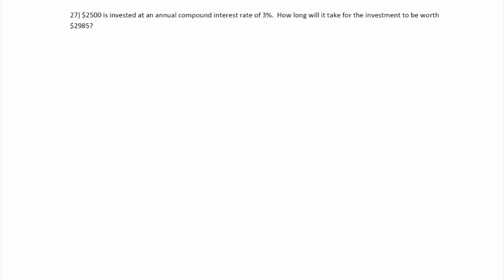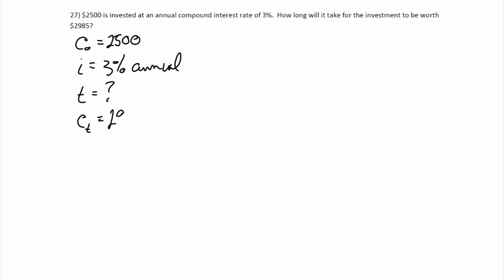$2,500 is invested, so there's our C0, at an annual compound interest rate of 3%, that's annual. How long will it take for the investment to be worth, so we're looking for T as the unknown, and they're asking us for the future worth, which is CT of 2,985. Double checking to make sure my T and my I match. Well, I don't have to pay attention to it yet because I don't have my T. My 3%, however, does need to get converted to 0.03 by dividing it by 100.